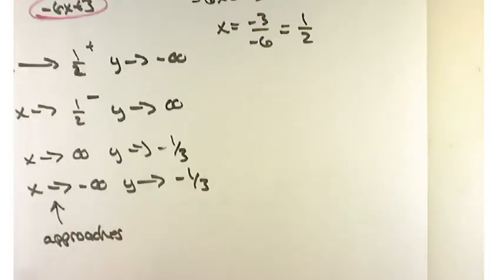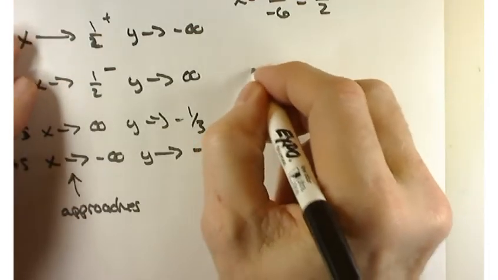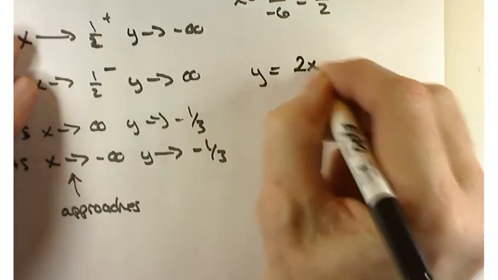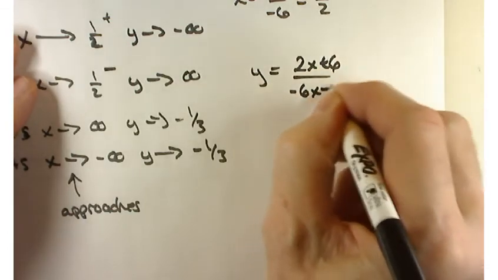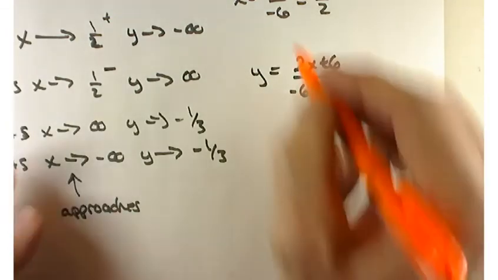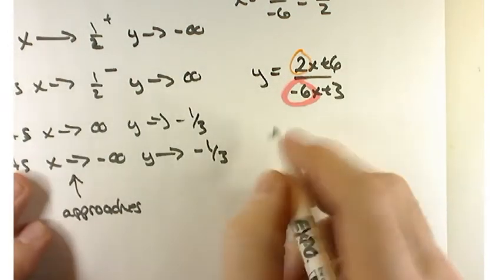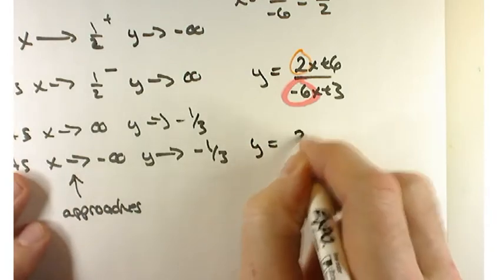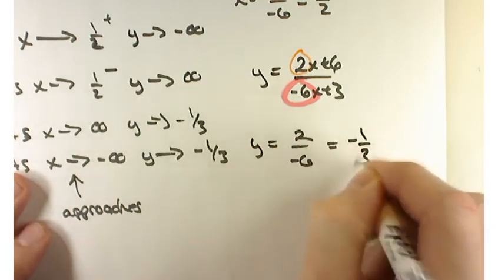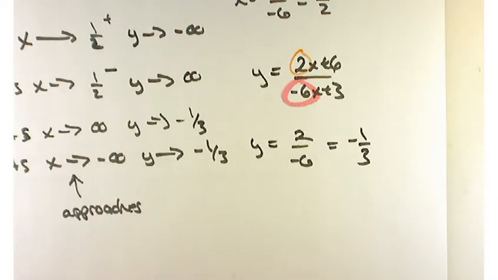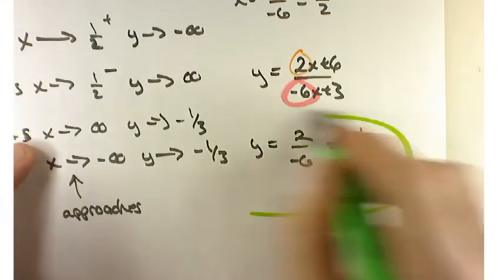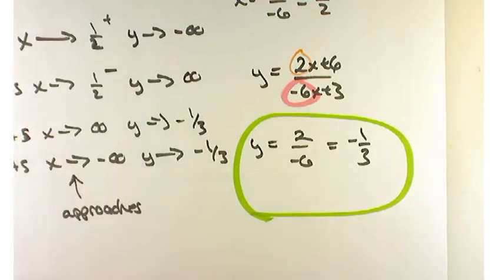So how's that work for this one? Well, good question. We got y equals 2x plus 6 over negative 6x plus 3. The leading coefficient in the numerator is the 2. What's the leading coefficient in the denominator? Negative 6. So overall, y equals 2 over negative 6, which reduces to negative 1/3. That's your horizontal asymptote. And that matches what we saw when we looked at the graph.